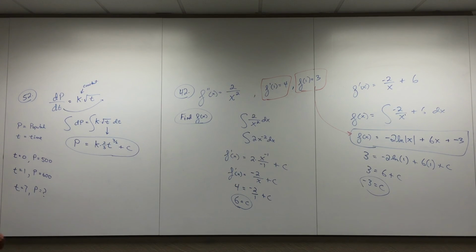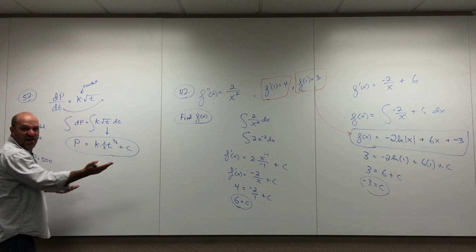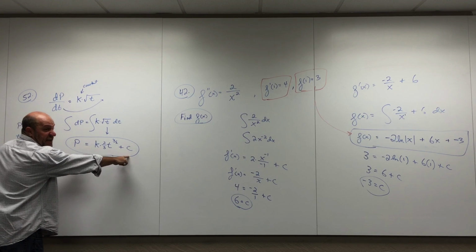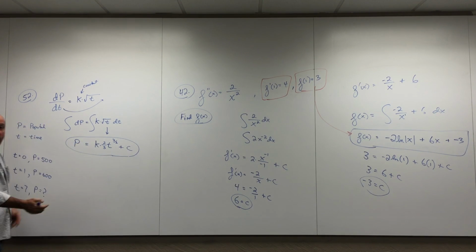All right, so now what? They want the population when t is 7, so I can plug in my 7. The problem is I've got a bunch of unknown constants. I don't know C and I don't know k. Well, that's what this other information is for. If I started plugging in some of this other information right here, I could find C and find k. That's what all this is for. Plug this stuff in, you'll find C, you'll find k, and then you can answer the question.